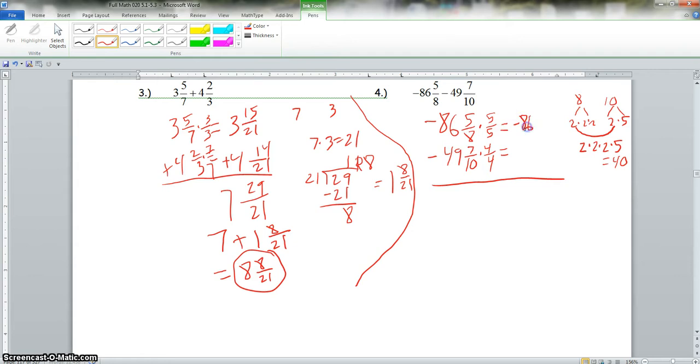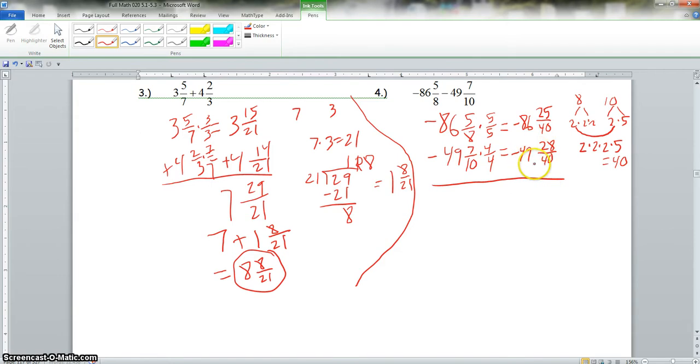So it'll be a negative 86 minus 49. And now we do our fraction. Our denominator is 40 here. 8 times 5 is 40, like our least common denominator here. And 5 times 5 is 25. Now, 10 times 4 is 40. And 7 times 4 is 28.